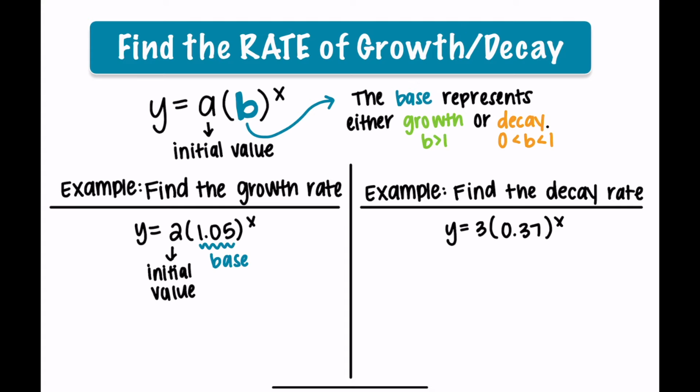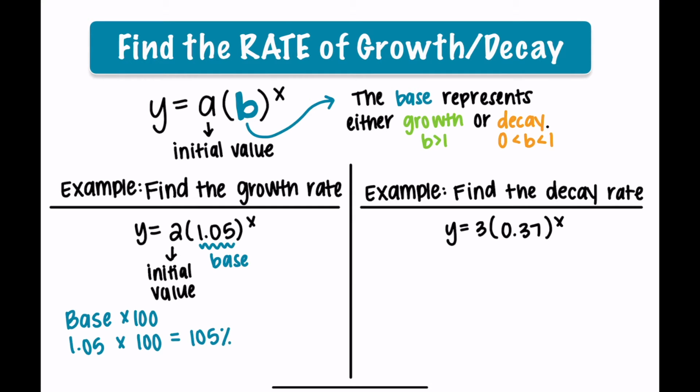Now, if you were asked what is the rate of growth, then we would need to think of this base as a percentage above or below 100%. So we're going to take the base and multiply it times 100. We're going to take 1.05 and multiply it times 100 to get our percentage. So 1.05 times 100 is 105%.